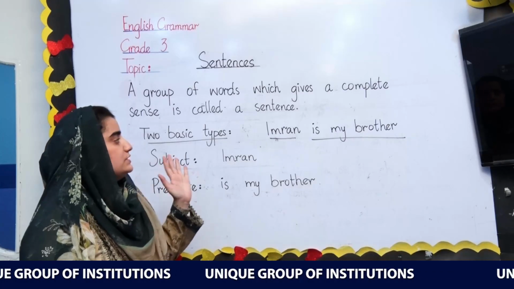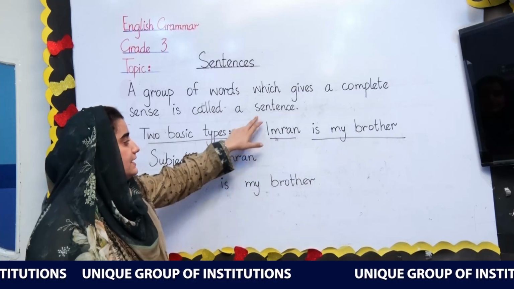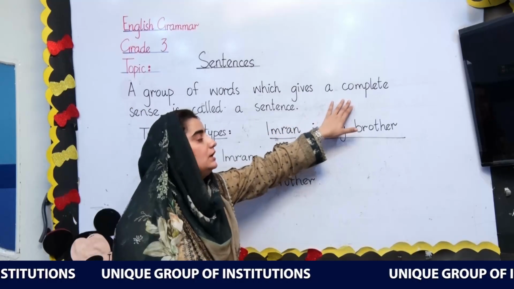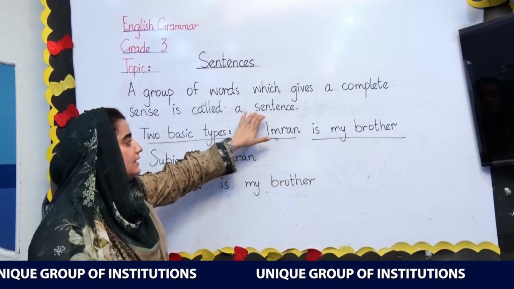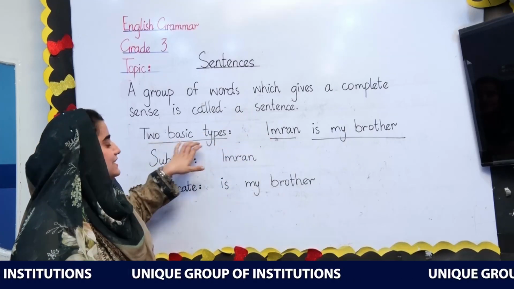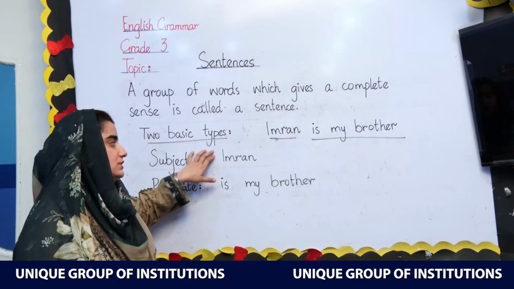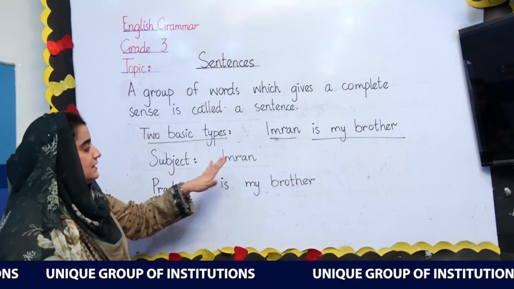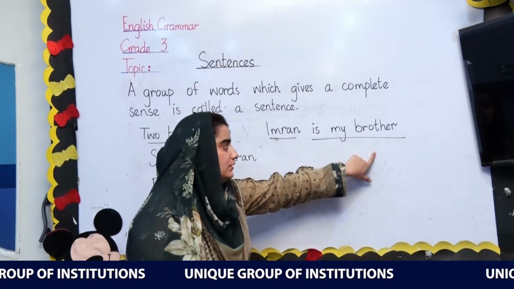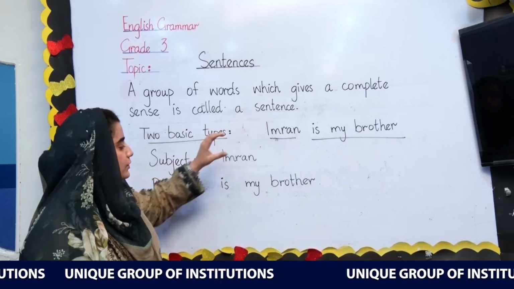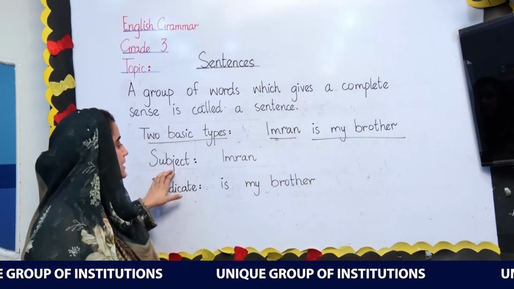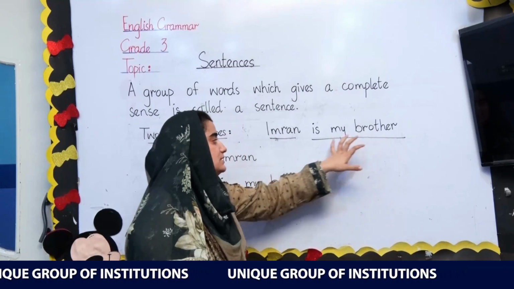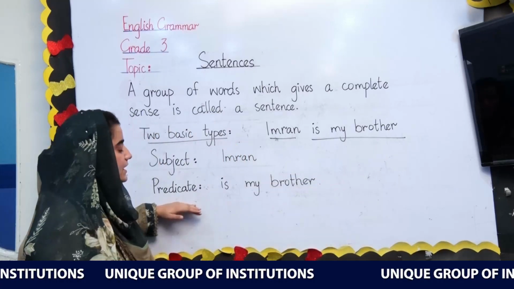A group of words which gives us a complete sense is called a sentence. The group of words that gives us a complete sense, what is it called? Sentence. Now, two basic types. Inside a sentence we have two basic parts, like subject and predicate. In this sentence, Imran is my brother, the subject is Imran. We need to put it in the subject column, like subject Imran, and then the whole part which gives a complete sense, is my brother, is the predicate.